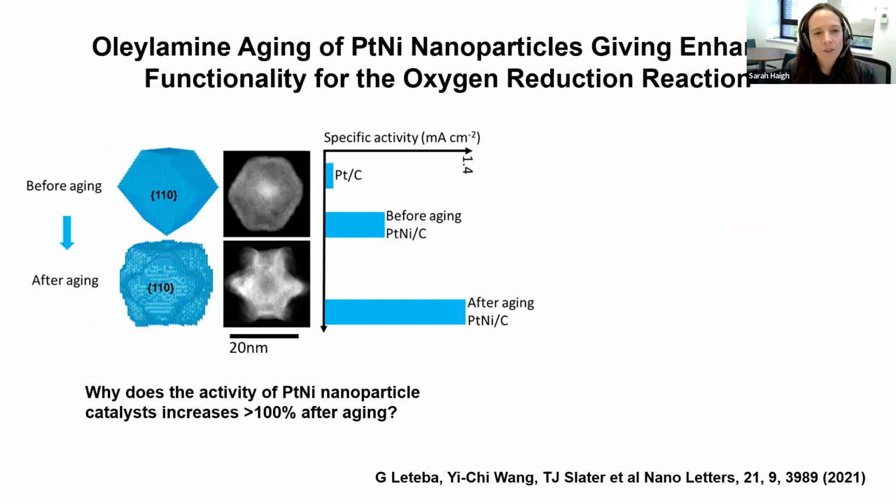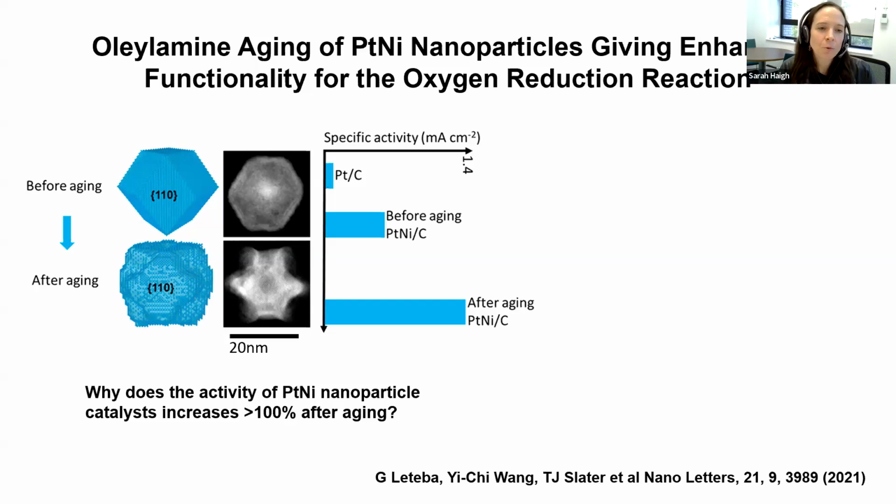And what he had found was that if he took his platinum nickel nanoparticles and he aged them by leaving them in oleylamine for just around about 24 hours, he found that the activity of these platinum nickel nanoparticles for the oxygen reduction reaction, an important reaction in fuel cells, was dramatically increasing, and that's reflected here. And they were much better than the standard platinum on carbon catalyst.